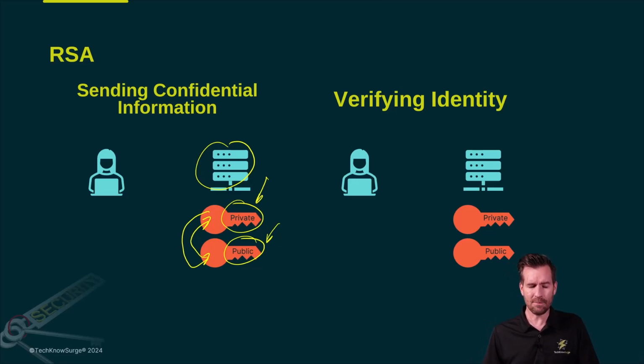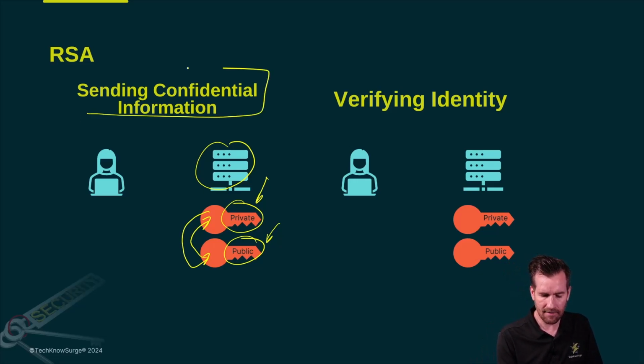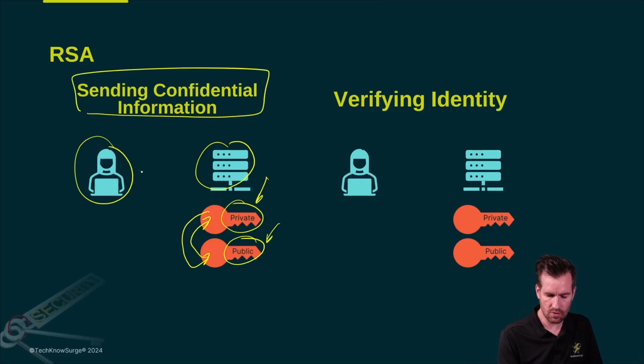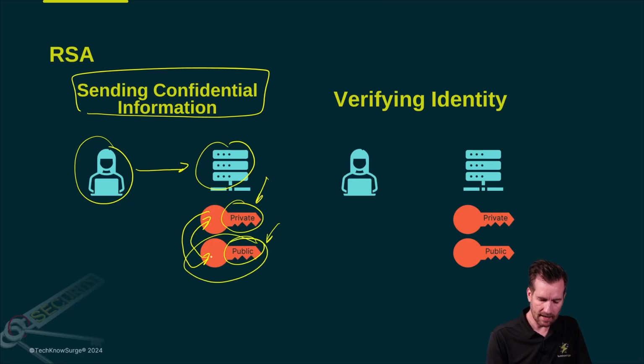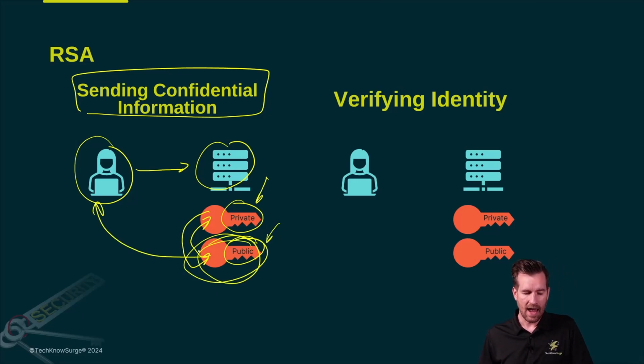And so what can happen is if we want to send confidential information, let's say this user wants to send confidential information to this bank of web servers right here, this web server could give this user the public key, and then that user could encrypt a message using that public key, and only this bank of web servers can decrypt it because they are the only ones that have the private key. It's pretty interesting what we can do with these public-private key pairs.